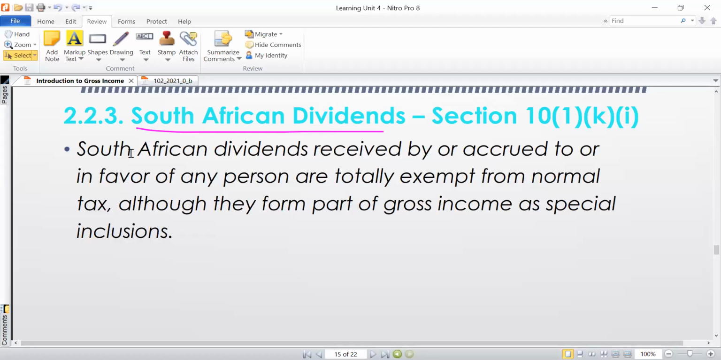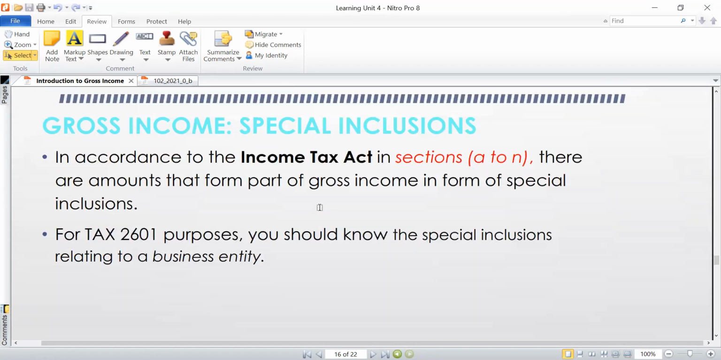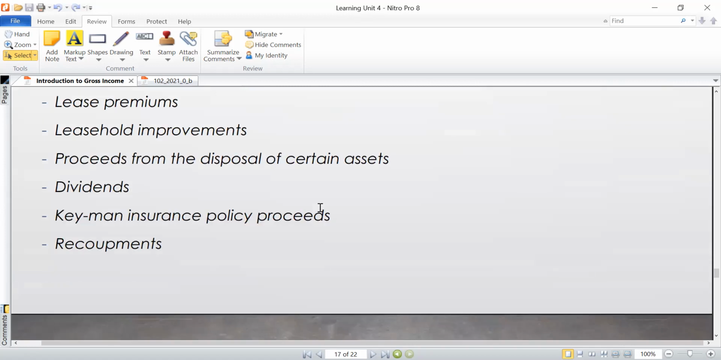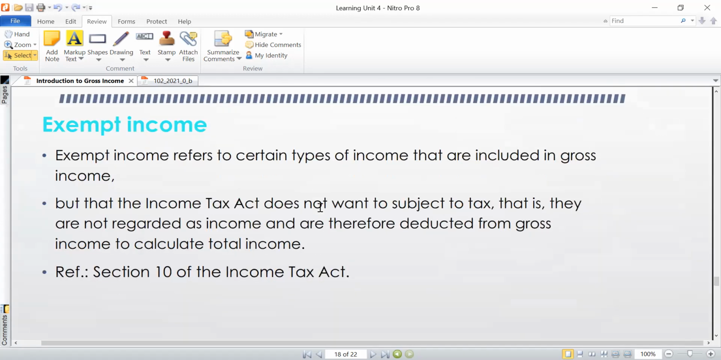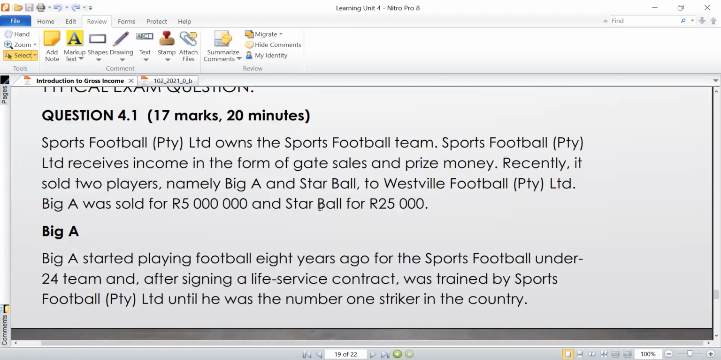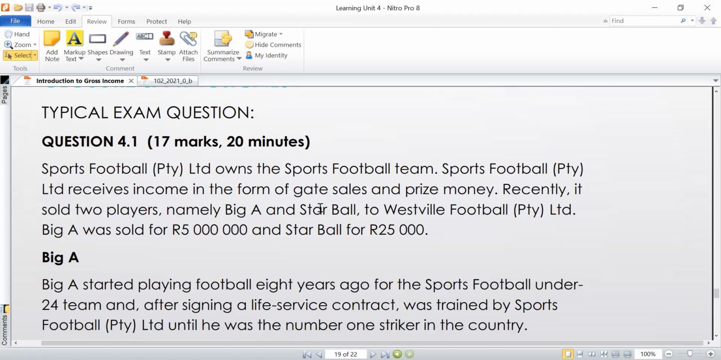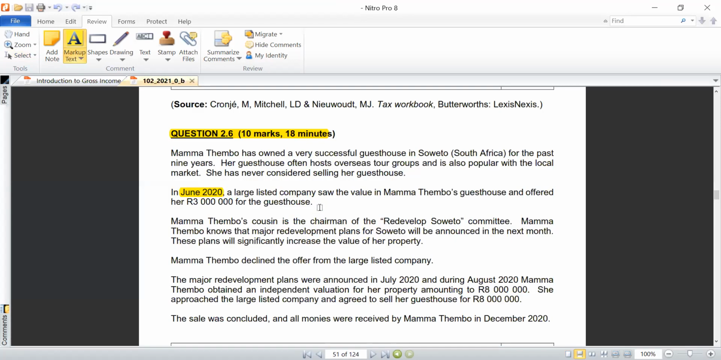I'm not going to continue on this particular slideshow in the notes, because the rest of the items deal a lot with special inclusions, which I don't want to discuss at this point. I'm going to talk about that when we begin to deal with special inclusions on the updated notes, which I will share with you in due course. And same thing with exempt income. I'm going to talk about that later, right? This is a very good example that we could look at, but let me first take you to the one in the tutorial letter.